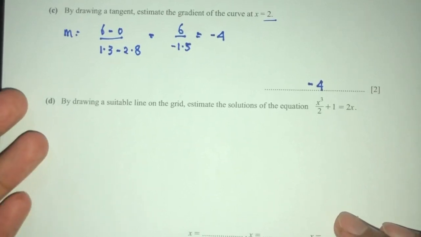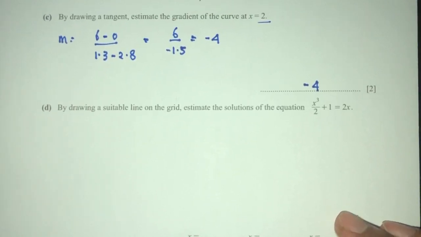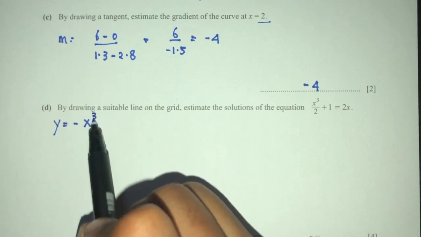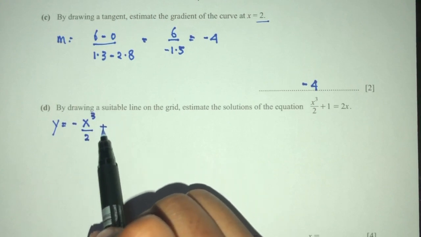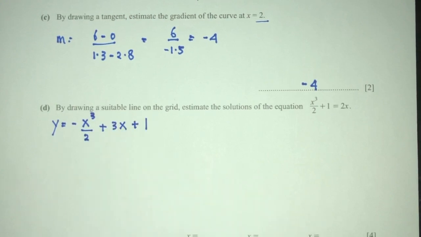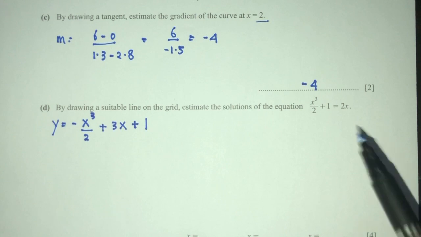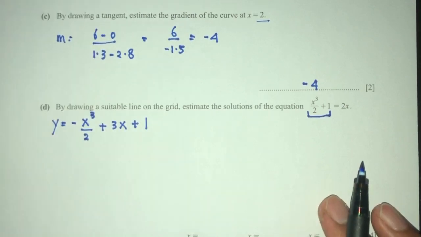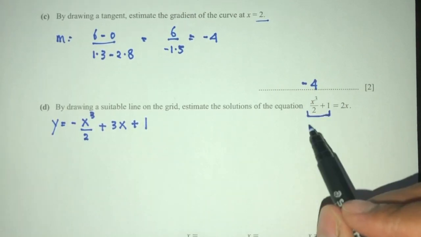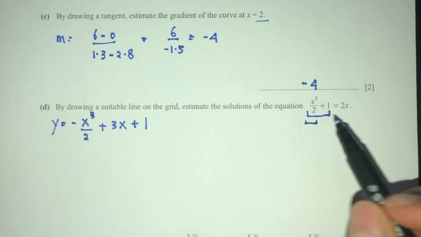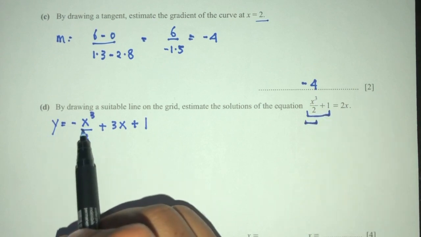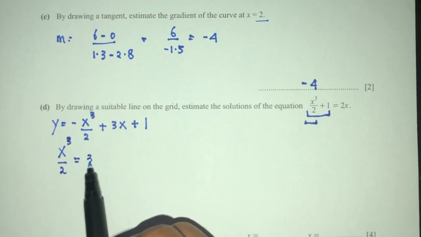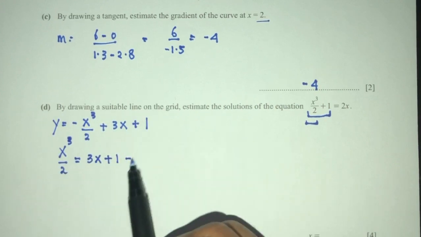Now again, whenever we have this question, we have to use the initial curve they give you. For example, we know that y is equal to minus x to the power 3 over 2 plus 3x plus 1. So we always have to use that. Now what do you see? You can see this one right here, only this one, x cubed over 2. So let's try to make this become the subject. Send this over here, you will have x cubed over 2 is equal to 3x plus 1, send this over here, becomes minus y.